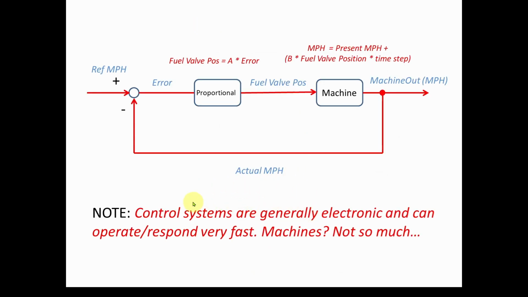Now, one thing to keep in mind, again: control systems are generally very fast acting. It's basically software or hardware, electronics that work really fast. The machine is generally a very slow device. As we saw, this motorcycle may take 30 or 35 seconds to come up to full speed. This machine is the reason why we have to go through a lot of this time step simulation. So just keep in mind that this is the part that requires this more complicated time step simulation.